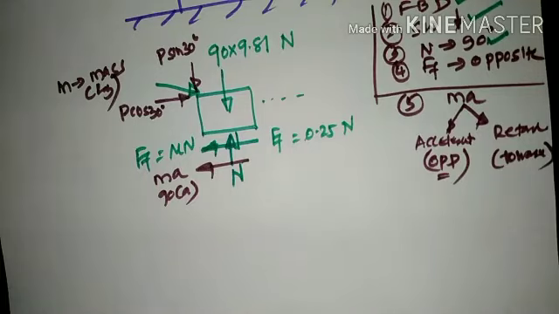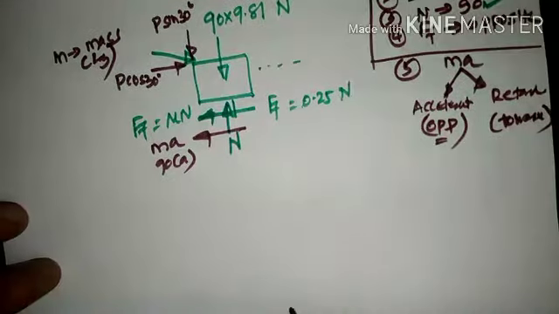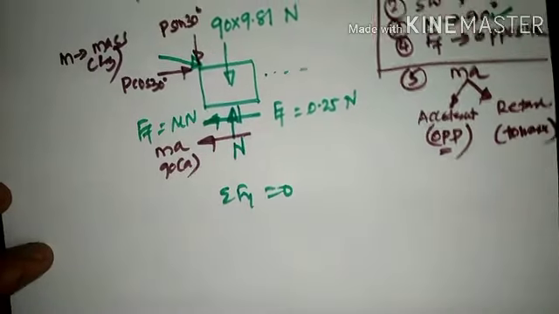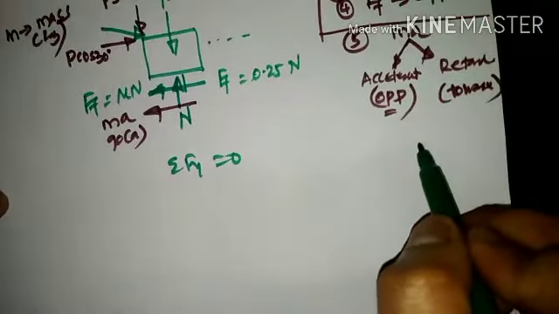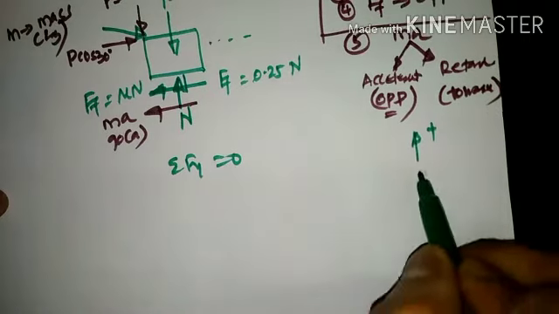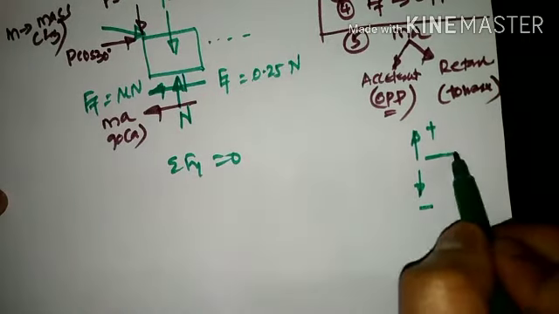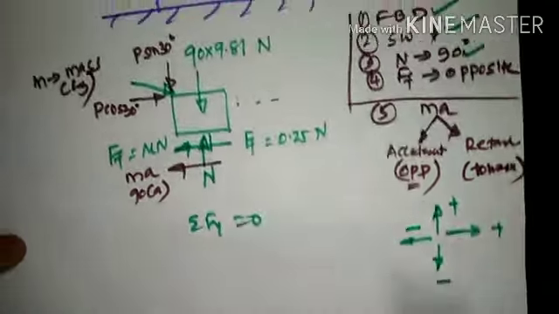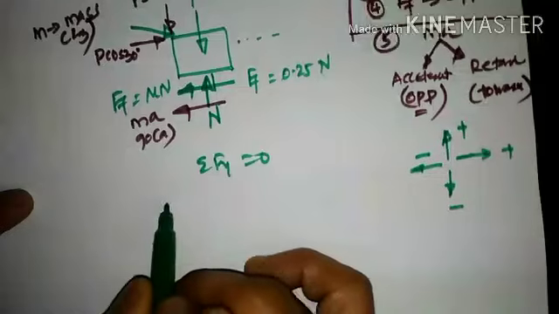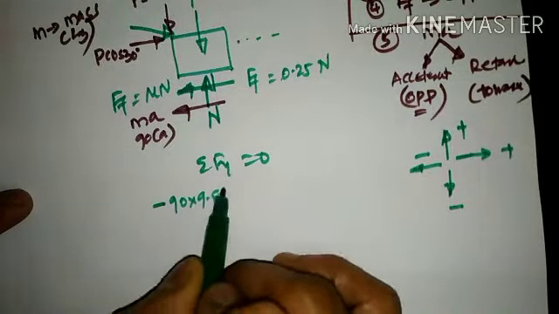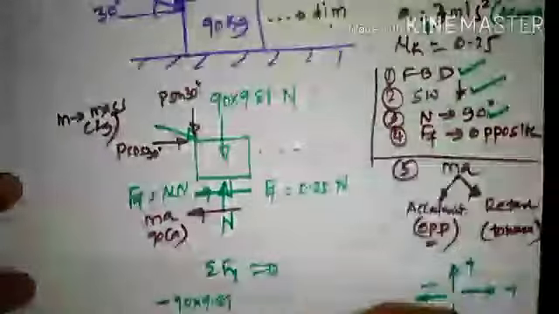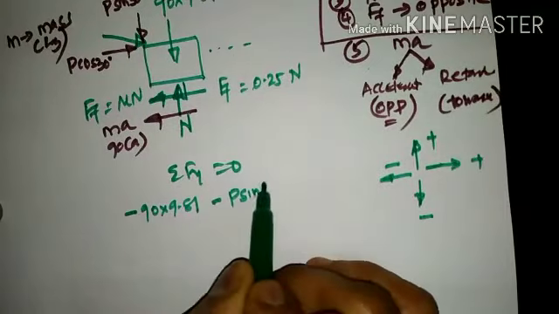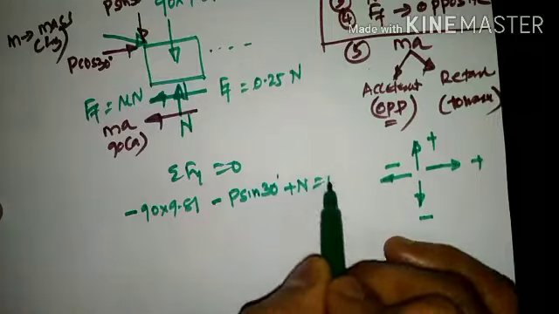Now to find out all these force components, we need to make use of equations of equilibrium. So we need to take summation Fy equal to 0. If summation Fy is to be considered as 0, we need to follow the direction of the forces. All upward forces positive, all downward forces negative, all right hand side forces positive, all left hand side forces negative. Now 90 into 9.81 is downward, so minus 90 into 9.81, because since it is downward it is negative. Likewise P sin 30 is downward, so minus P sin 30. Then plus N, that is equal to 0.